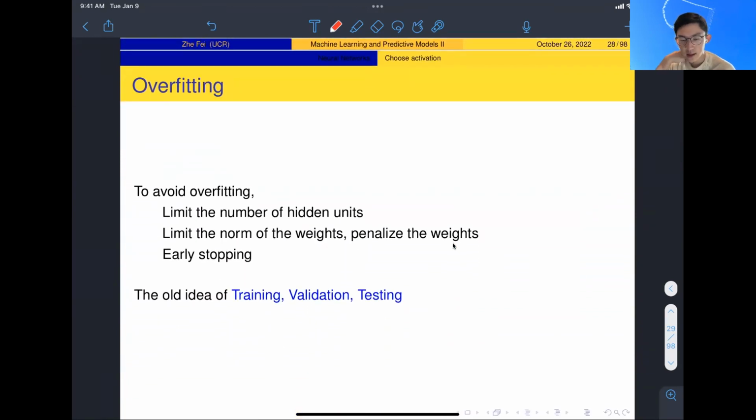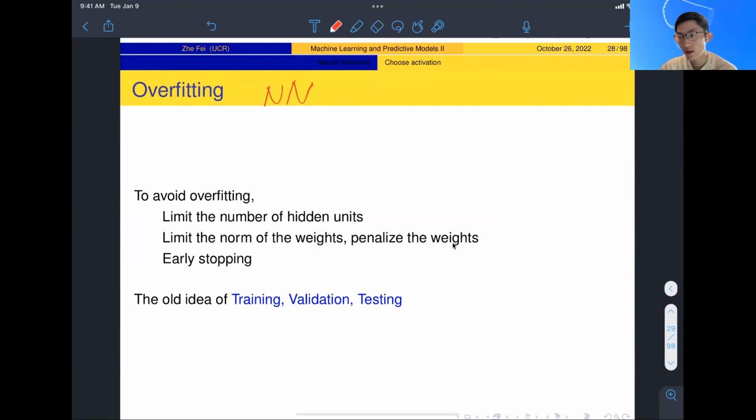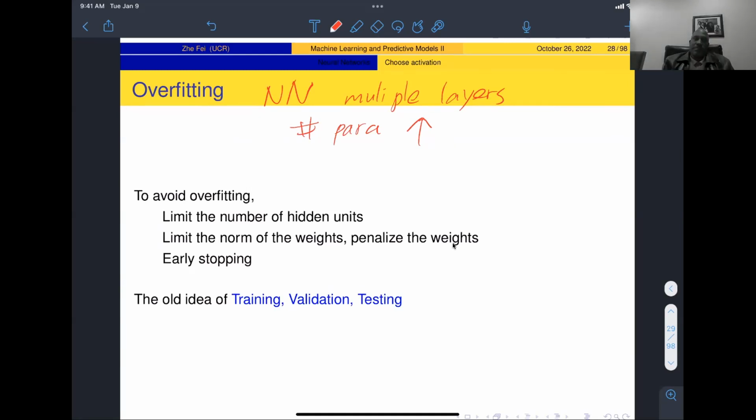Another key thing to clarify is that with neural network models, we have a large number of model parameters, especially if we have multiple layers. And the number of parameters corresponds to the complexity of your model. Recall that for more complex models, we are more likely to commit overfitting. So to avoid this overfitting for neural network models, there are several techniques.